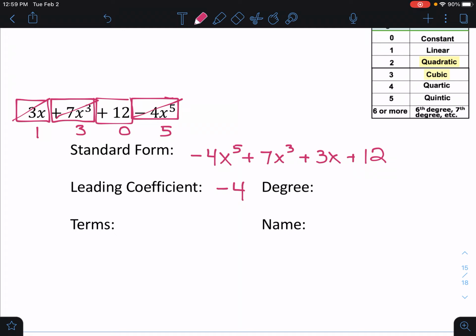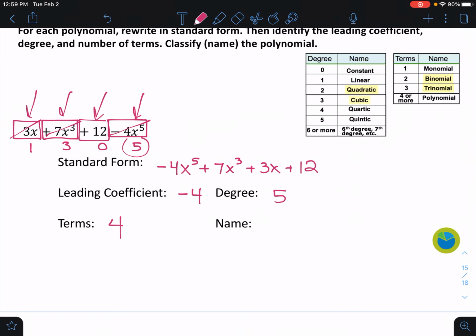Okay, degree of a polynomial is, remember, the highest of all of your monomials. So you have 1, 3, 0, and 5. 5 is the biggest, so the degree is 5. How many terms do we have? We had 4 terms. 1, 2, 3, 4.